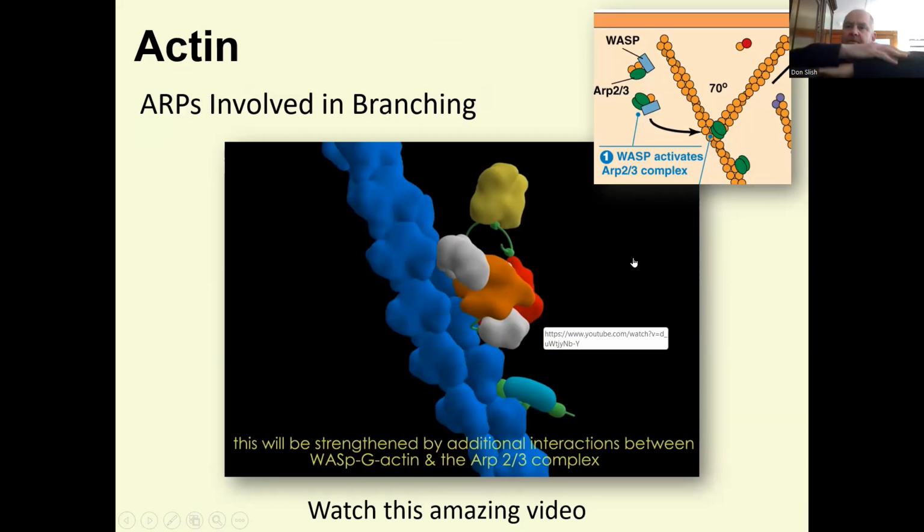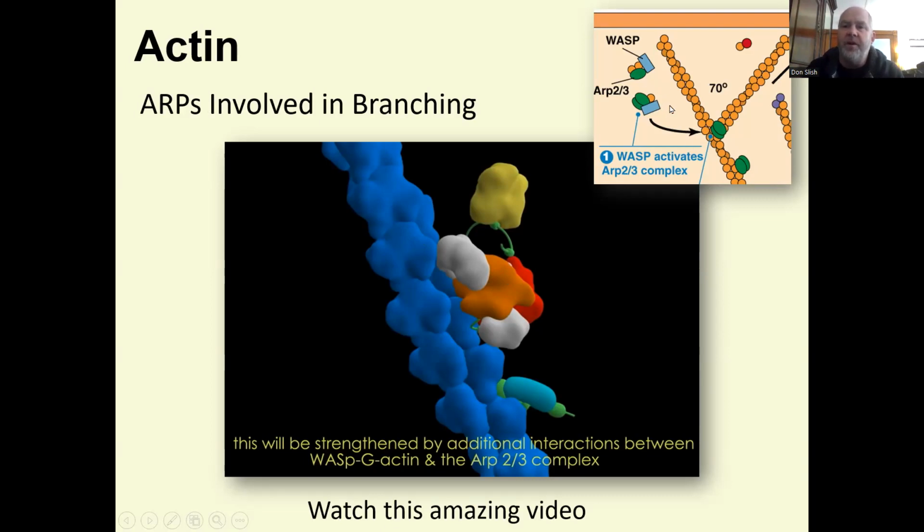So WASP is kind of like folded up on itself because it's binding to itself here. And then CDC42 comes in and binds to that same site, and that releases this site. And now this site can grab onto ARP23, and it brings it over to the microfilament and attaches it to the side of the microfilament. So basically, just a really gorgeous animation.